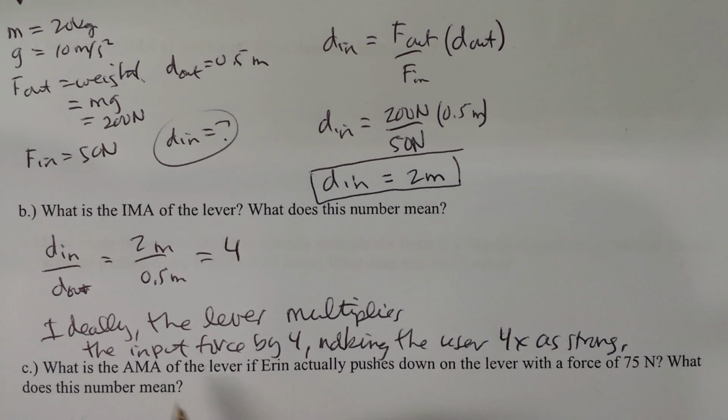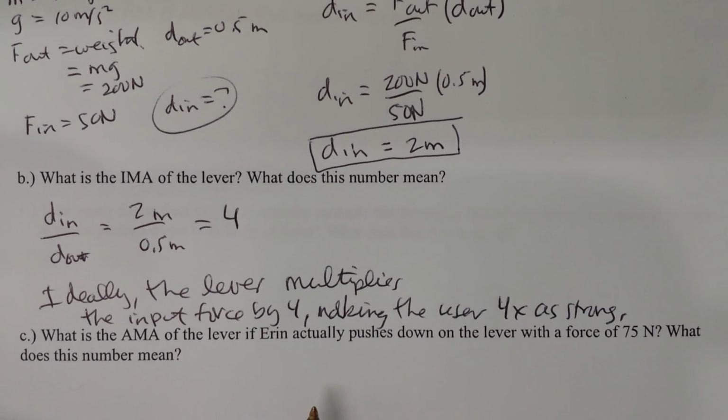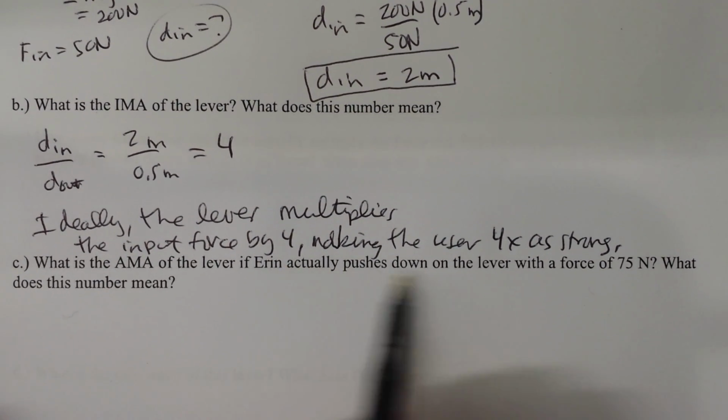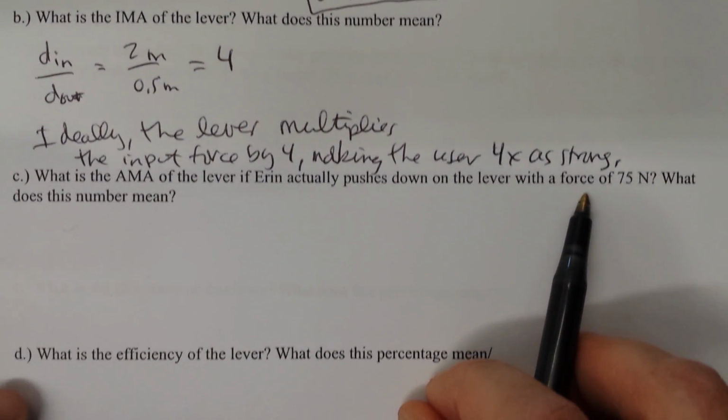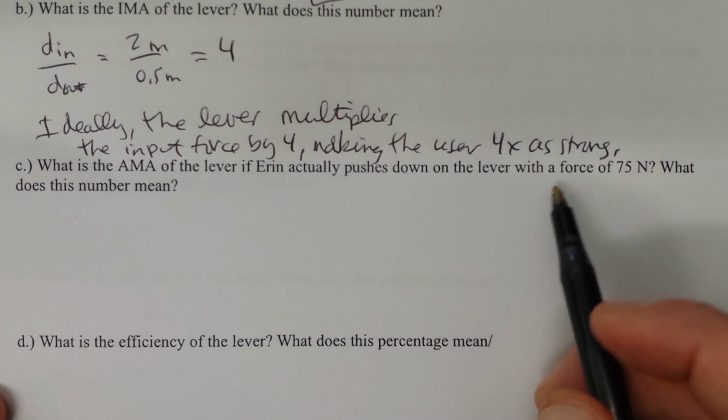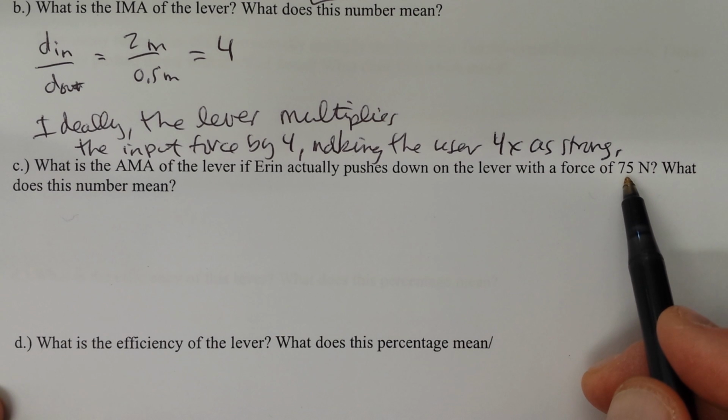Okay, and the next question asks us what's the actual mechanical advantage of the lever, if Eric actually pushes with a force of 75 newtons instead of the 50 newtons. So there must have been a little friction acting if it took 75 newtons to push down instead of 50. So what does that number mean?